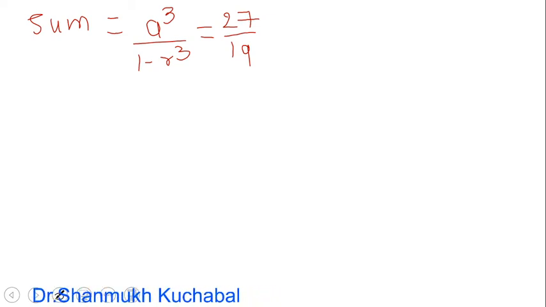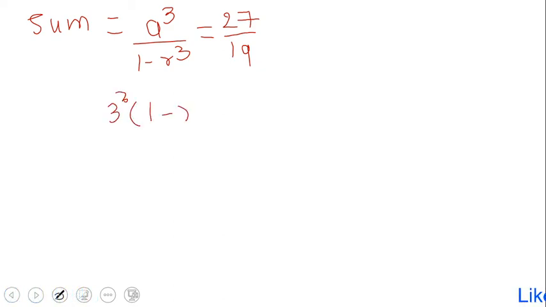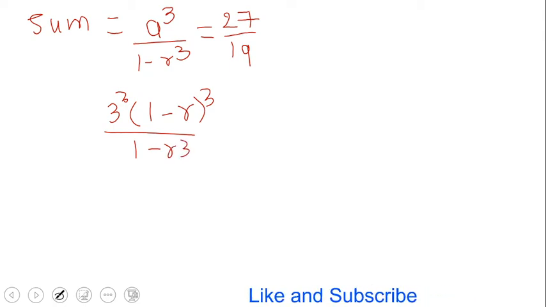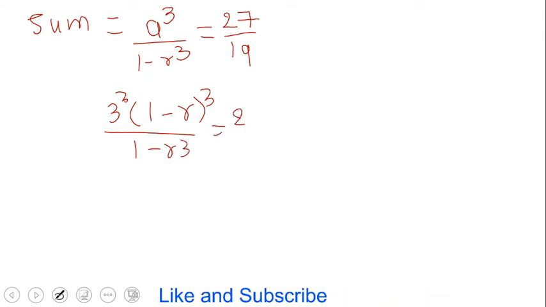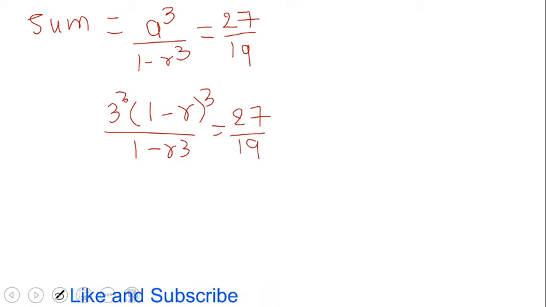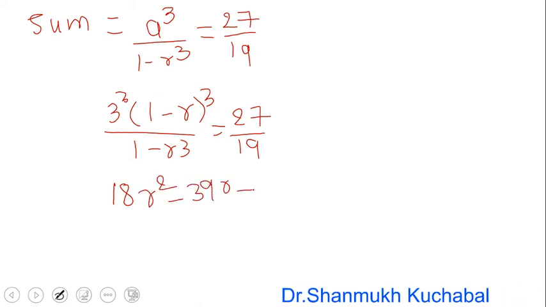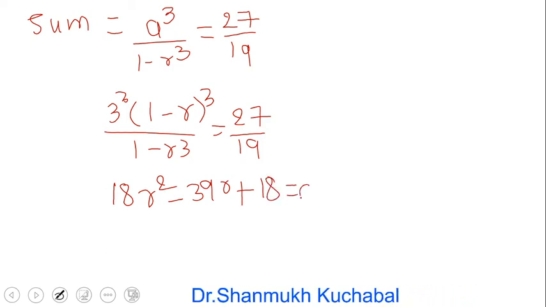So further, using the formula, a cube is 3 raised to 3, 1 minus r raised to 3, divided by 1 minus r cube. Okay, so this is equal to 27 divided by 19. So we will simplify this particular equation. So we will get a quadratic equation, that is 18 r square minus 39 r plus 18 equal to 0 here.